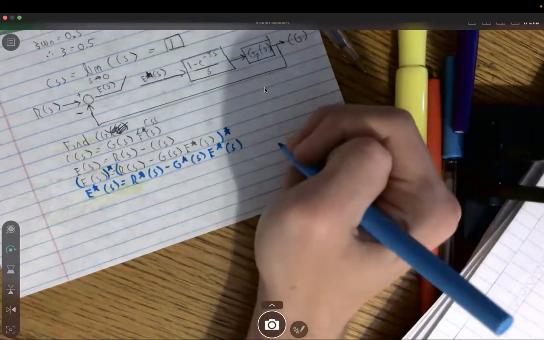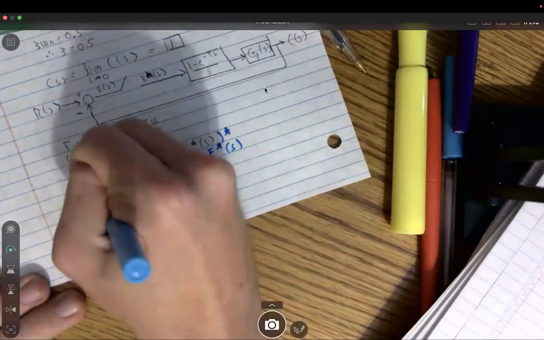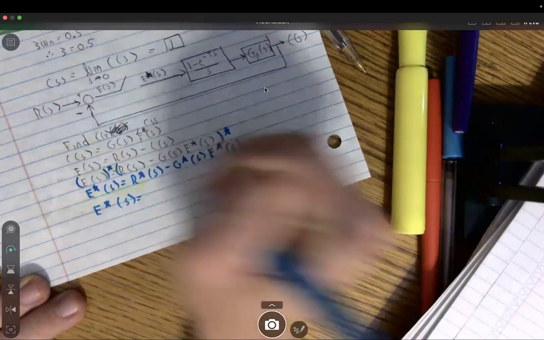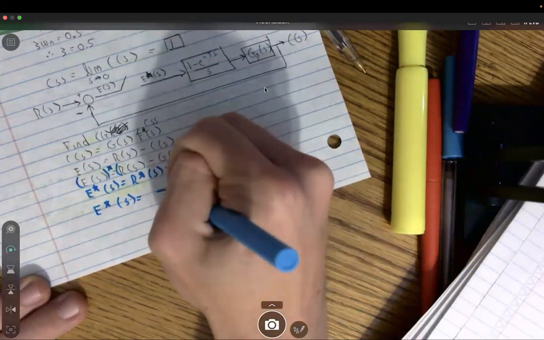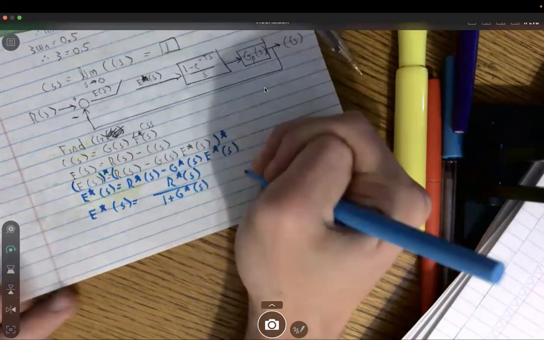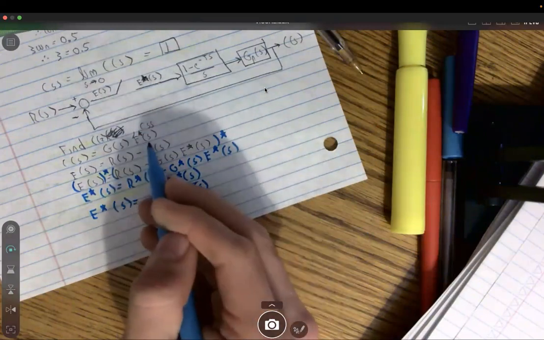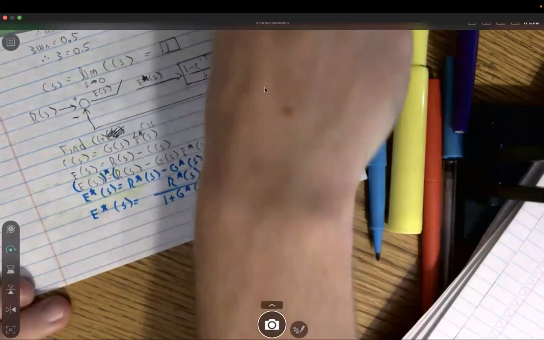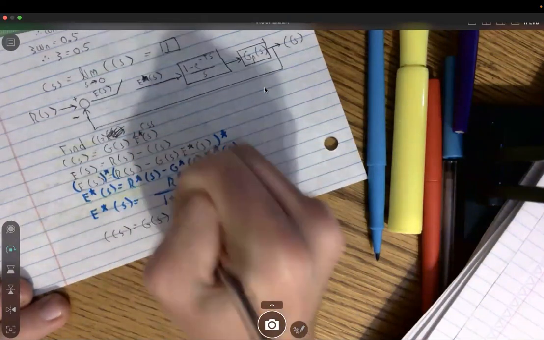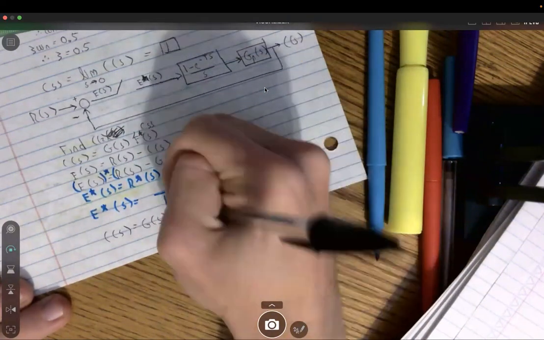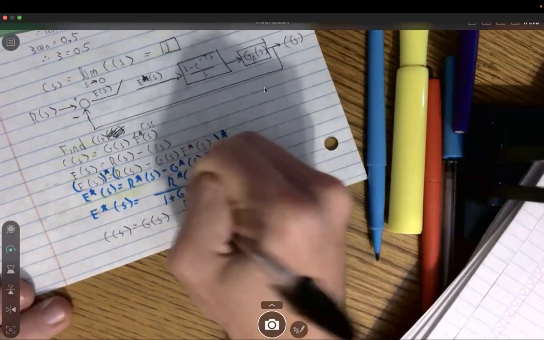And so then we're going to move this over to the other side, and solving for E star of S, you're going to get R star of S all over 1 plus G star of S. Okay, now plugging in your E star of S, you're going to have C of S equal to G of S times R star of S all over 1 plus G star of S.